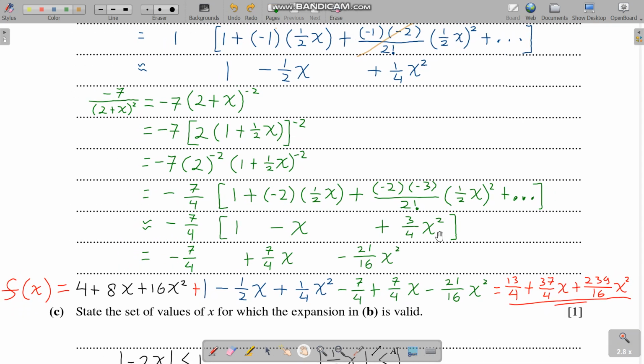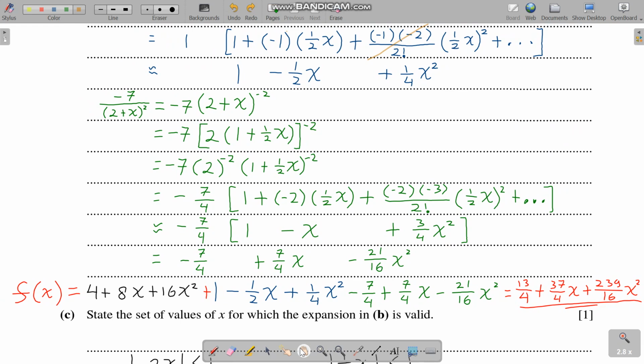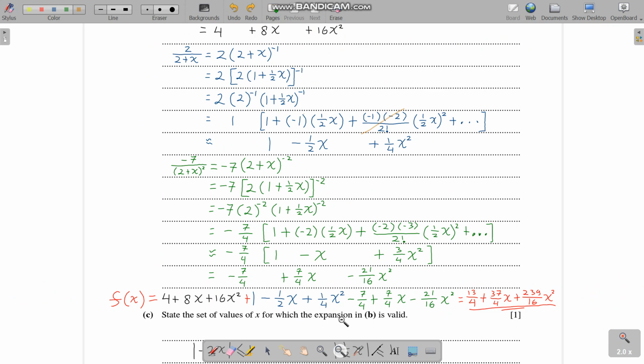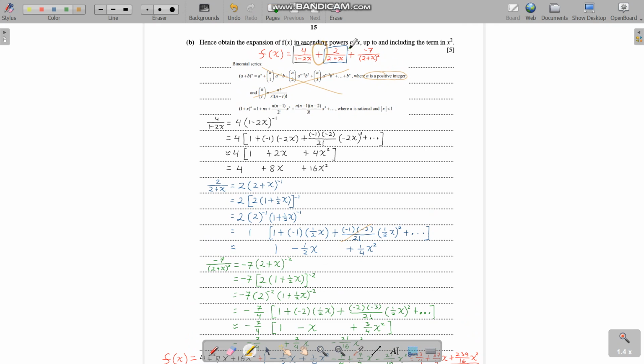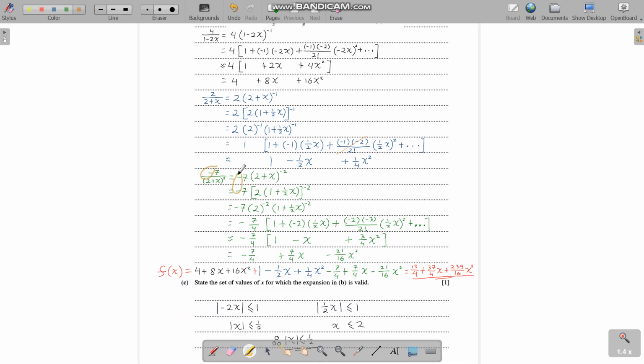Now we combine everything. So we just add, we get 4 plus 1 minus, I mean minus 7 over 4, we get this. Use a calculator. 8 minus 1 half plus 7/4, use a calculator, we get 37/4, and 16 plus 1/4 minus 21 over 16, we get 239 over 16. So this is the final answer. Okay, notice that we use minus 7 on top, so here we are just adding everything, so we do not subtract, we just add everything because the minus is here already.